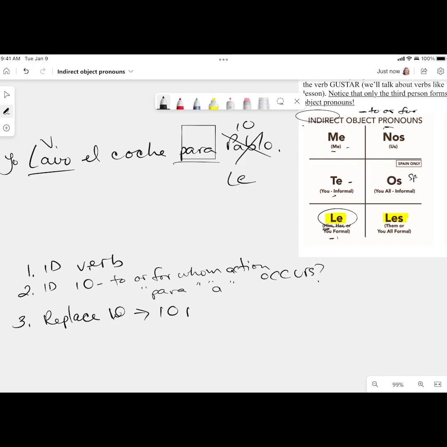That would be the appropriate answer. We're going to replace Pablo with le, and I just like to cross it out, and sometimes I put an arrow and put my word underneath it, le. That's my indirect object pronoun.